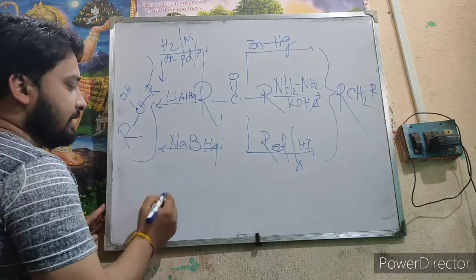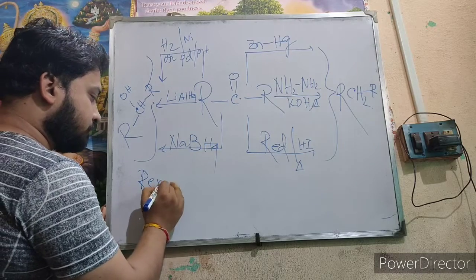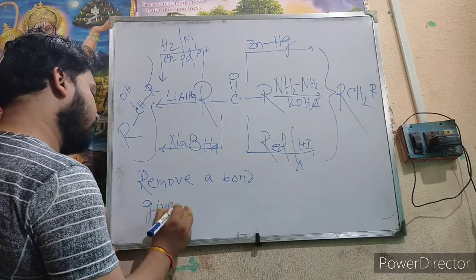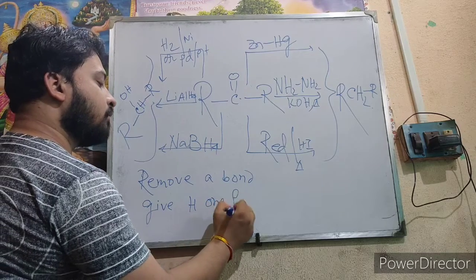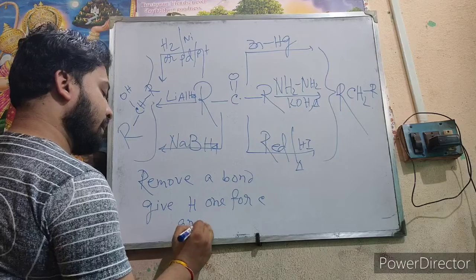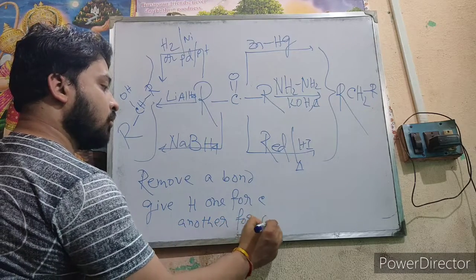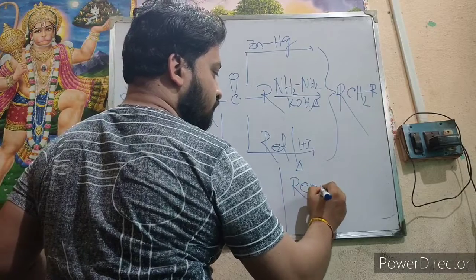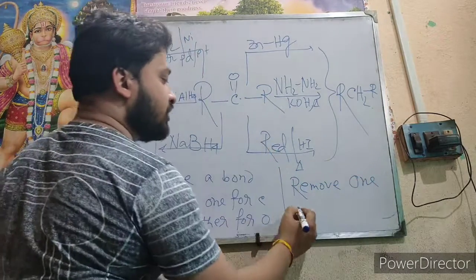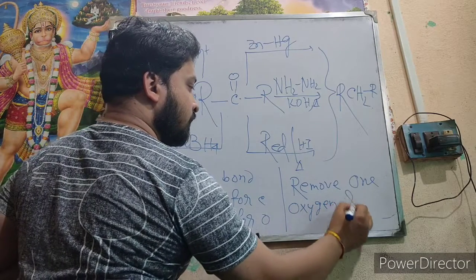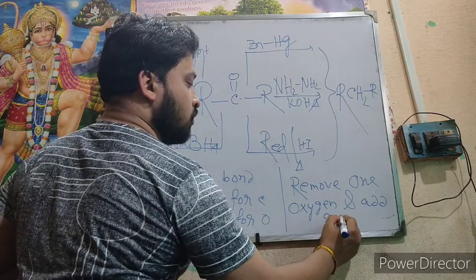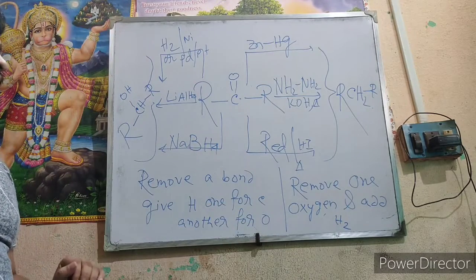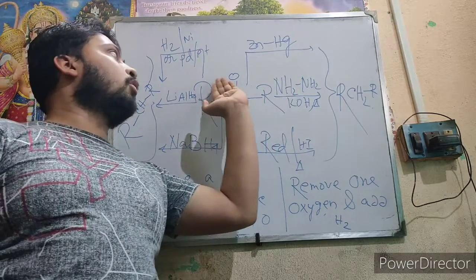So for this side, you remove a bond and give hydrogen, one for carbon and another for oxygen, for the left side. And for the right side, remove one oxygen and add two hydrogens, H2. This is a simple trick. For Clemmensen and Wolff-Kishner, you remove this oxygen and add H2.